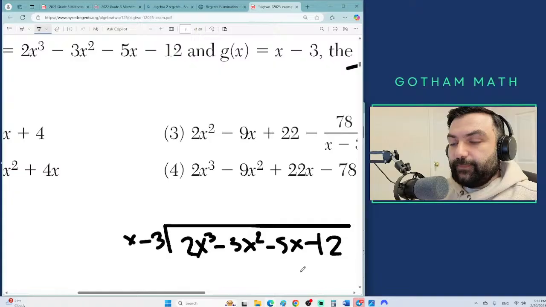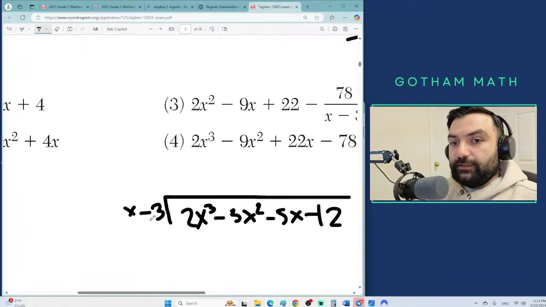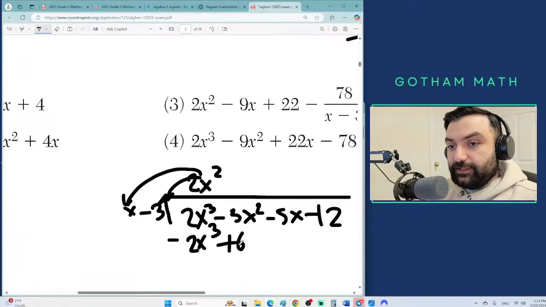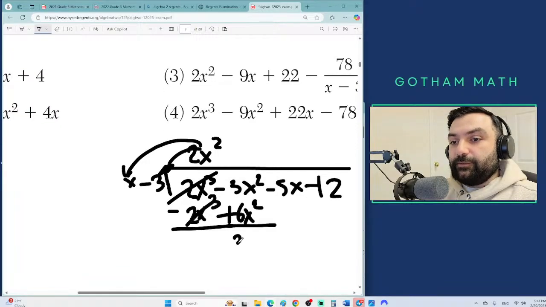All right, so now let's find how this x can turn into the 2x to the third, right? So the answer will be 2x squared, applied to this and applied to that, but we write it with the opposite sign. So minus 2x to the third, and since -3 times 2x squared is -6x squared, which becomes plus 6x squared, the top goes away, and this becomes 3x squared. The -5x comes down.